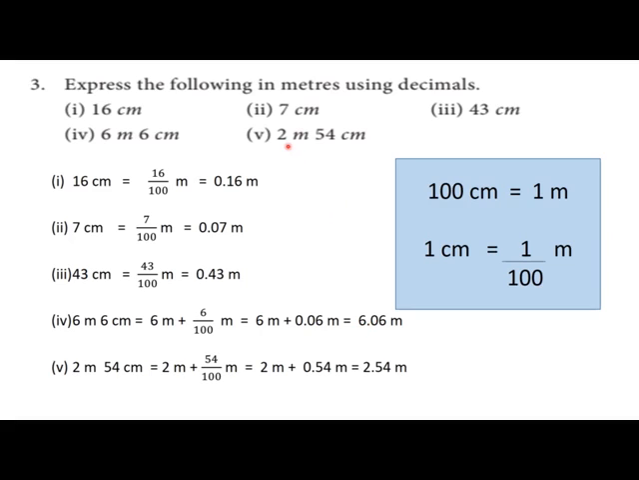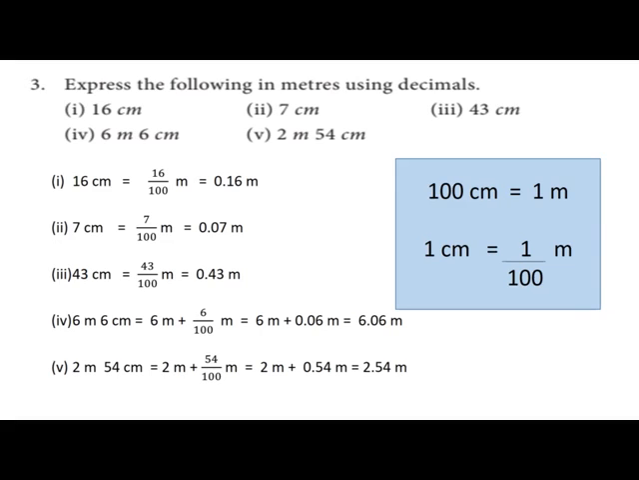Similarly for the last one, 2 meter 54 centimeter. One is in meter and the other one is in centimeter. So convert the centimeter into meter. 2 meter plus 54 by 100 meter. So 2 zeros. Move the decimal after 2 places. So you will get 2 meter plus 0.54 meter. So the answer will be 2.54 meter.